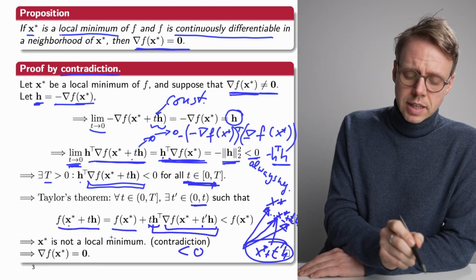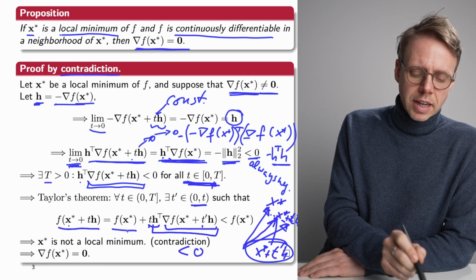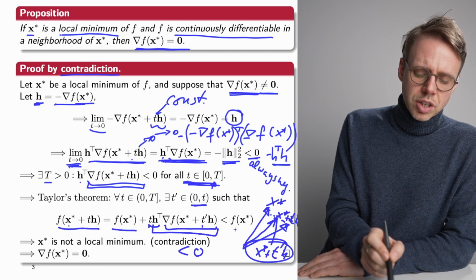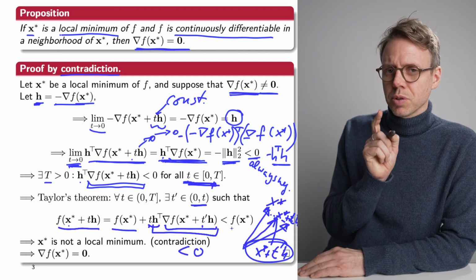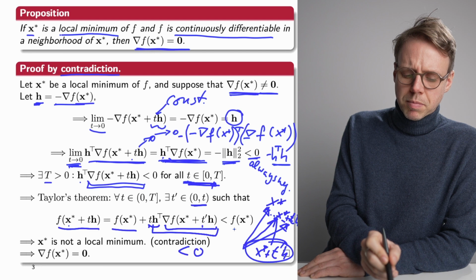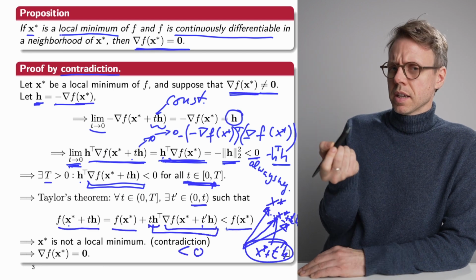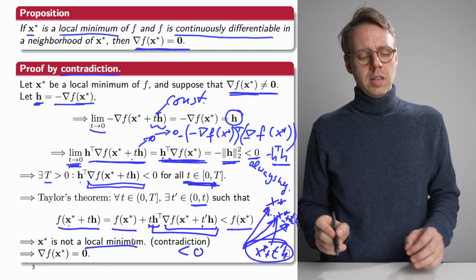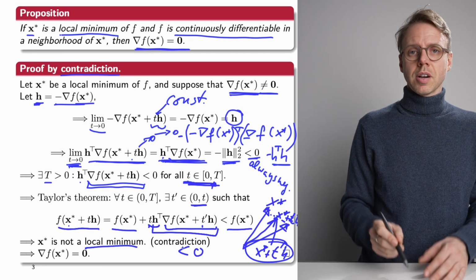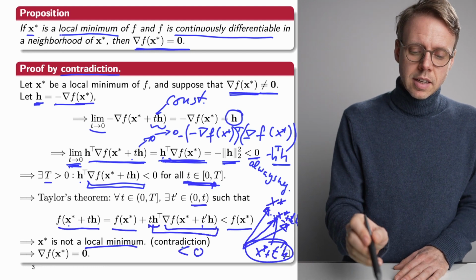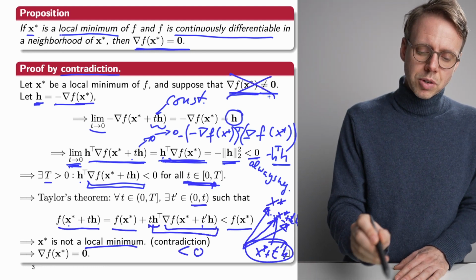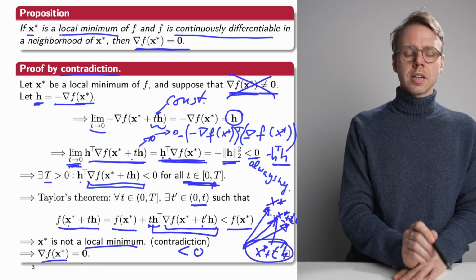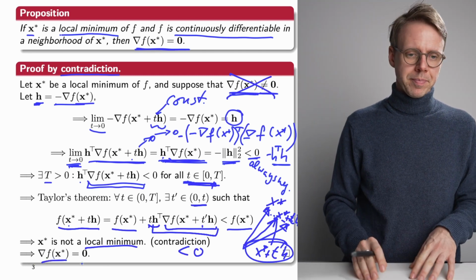We get a value that is smaller than f of x star, which means that f of x star plus th has a smaller function value than our minimum, which in turn means that, well, x star cannot be a local minimum. So that gives us our contradiction, which means that this statement obviously cannot hold. Thus, the gradient of f at this point x star needs to be 0.